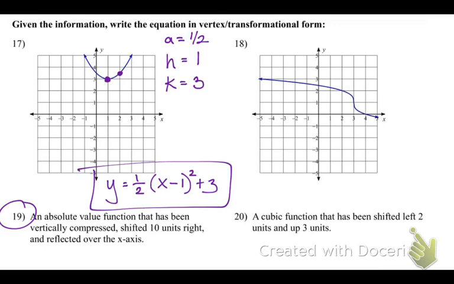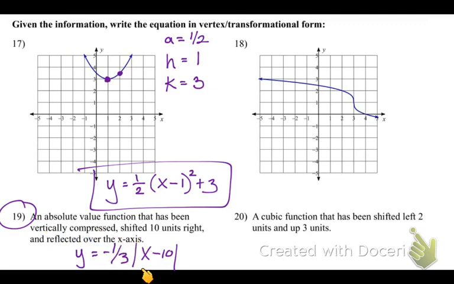All right, this is an absolute value function that has been vertically compressed, shifted 10 units to the right, and reflected over the x-axis. Now, the only thing that should be different, possibly for different people's answers, is the compression. It doesn't specify what the compression should be. And so if you look at the answer choices, the correct one ends up being y equals negative 1/3 times the absolute value of x minus 10. The reason for that, the reflection over the x-axis. Right here it says it was reflected over the x-axis. That's why there's a negative.